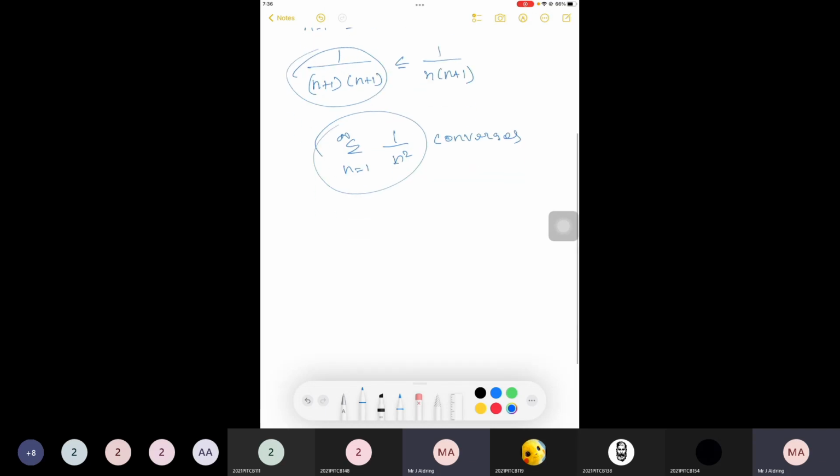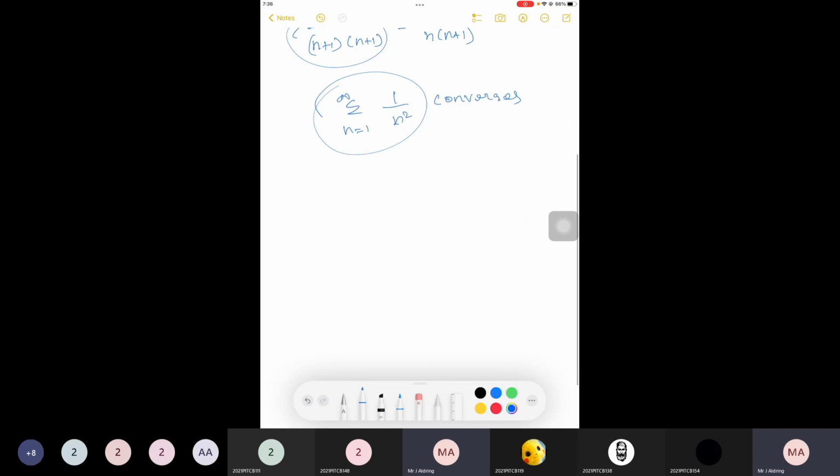The second example: summation n from 1 to infinity of 1 divided by square root of n diverges, because 1 by n is less than or equal to 1 by square root of n. So definitely it diverges.